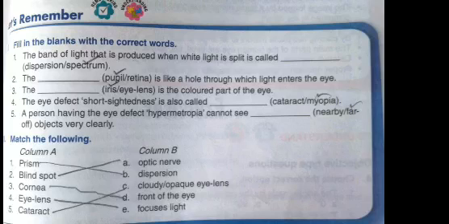Number 2, match the following. Column A 1, prism with column B, dispersion. Column A 2, blind spot with column B, A, optic nerve. Column A 3, cornea with column B, D, front of the eye. Column A 4, eye lens with column B, E, focuses light. Column A 5, cataract matches with column B, C, cloudy or opaque eye lens.